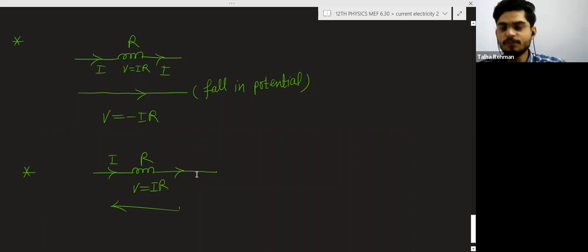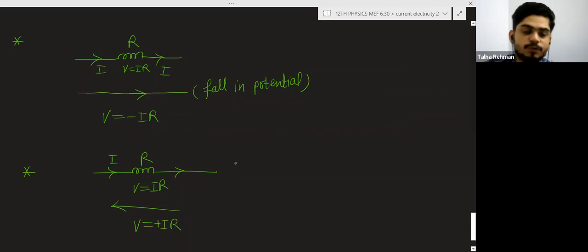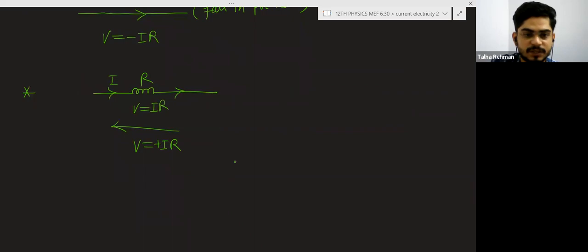Now see, you are moving in the opposite direction of current, and opposite direction of current means you are moving towards the higher potential, because the current flows from higher to lower potential. So you are moving from lower to higher potential, which means you will take V equal to plus IR if you are moving in this direction, because there is a rise in potential.